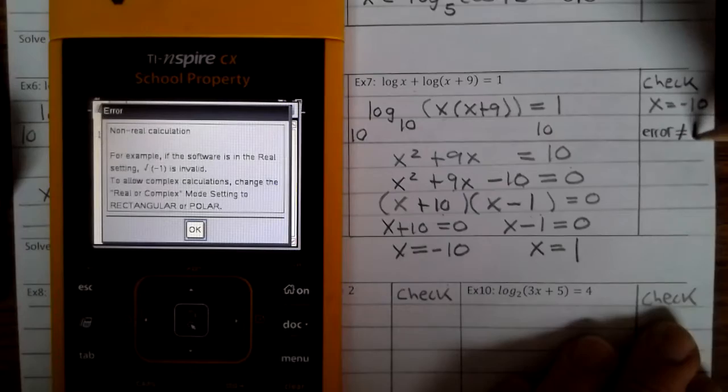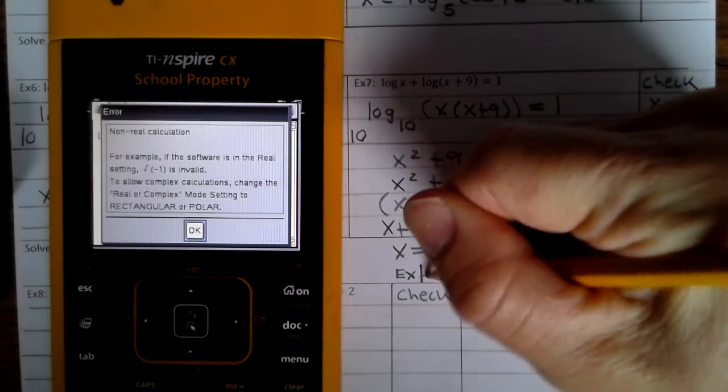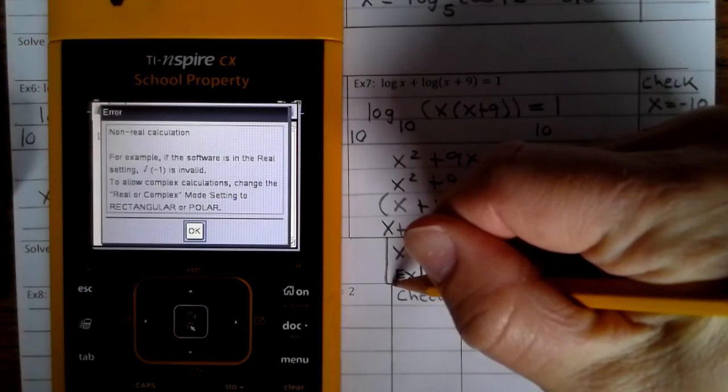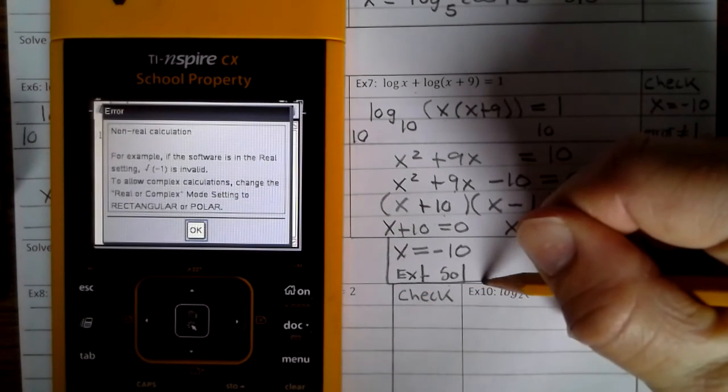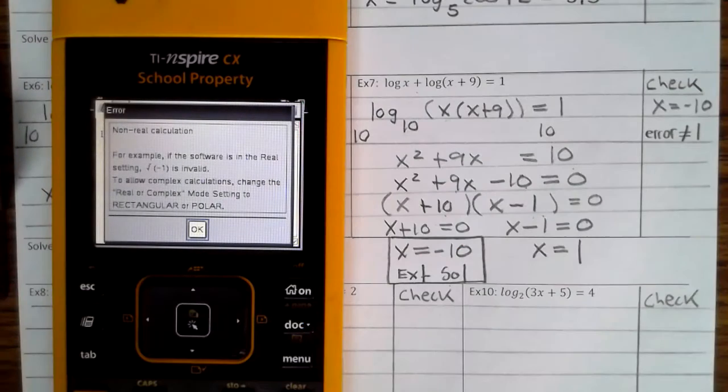Now you could go back and check to make sure that you didn't make a mistake, but in this case I'm telling you it's not a mistake. If you go back, you'll still get x equals negative 10, and this is an extraneous solution. Okay? All right, so now let's check x equals 1.